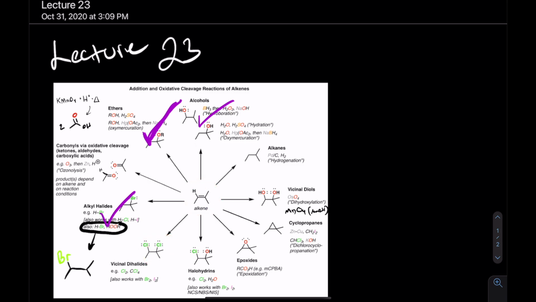And so you'll notice down here that you can take this alkene and it ends up with two chlorides on it. And that's kind of strange. How exactly do you suppose that happens? And more to the point, what does that stereochemistry look like, right?